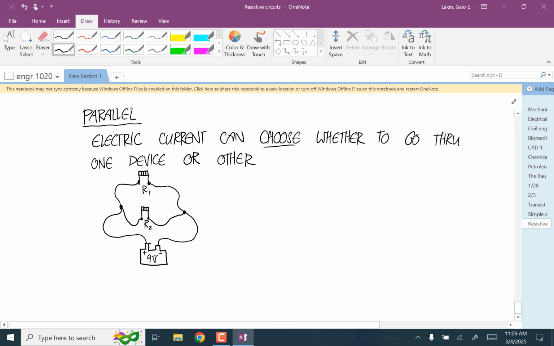Okay, so that's different than the series. In the series, it would have to go through one of them, and then it would have to go through the other one. This one, it either goes through one or the other one. Okay. So this can be shown on schematics a few different ways. You really just have to think about it as whether the electricity is going to go through either one or the other, or whether it's going to go through both of them. So a schematic here would look like this.